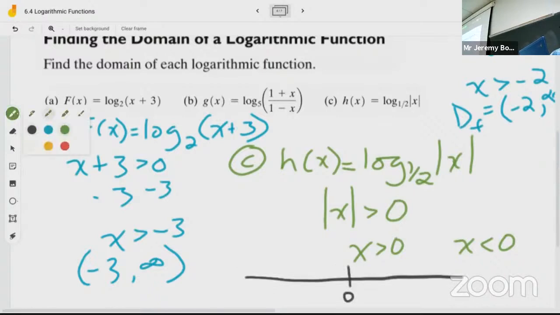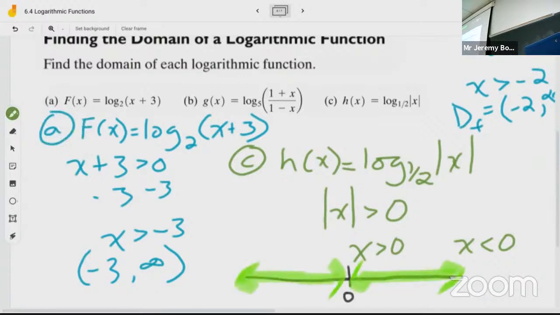You're saying that it's everything greater than 0, everything's less than 0. What's not accounted for? The 0. So for that function right there, you want it to always be greater than 0. If it was 0, it equals 0. So my domain for that function is going to be x such that x cannot equal 0.